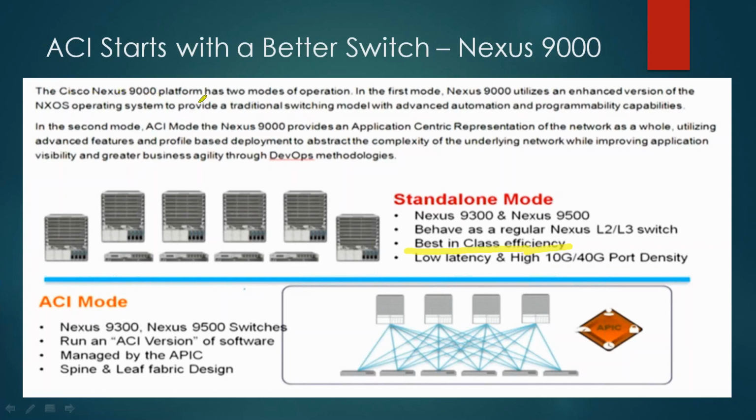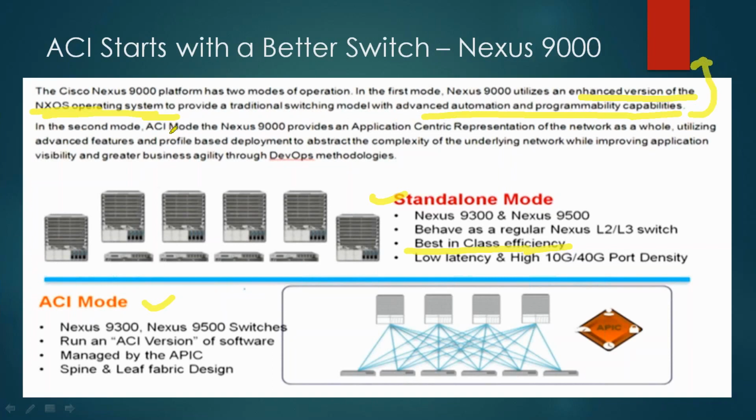So the Nexus 9K platform has two modes: standalone and ACI. Nexus 9K utilizes an enhanced version of the NX-OS operating system. That's the key. We have the enhanced version of the operating system to provide a traditional switching model with advanced automation and programming. So you can see now, because I have very good hardware, I can do the programming. Because I have modern ASICs inside this, I can do the automation programming. I can enable new capabilities. That's the key we have.